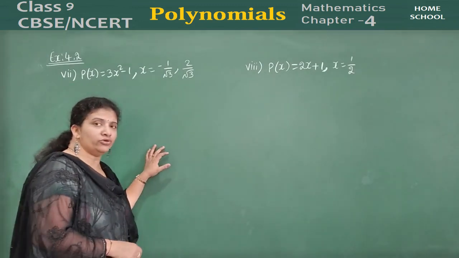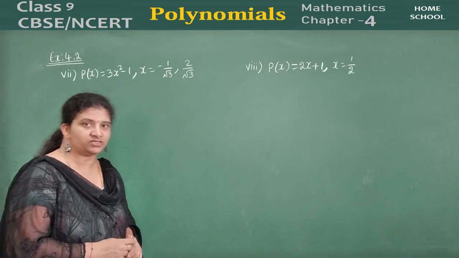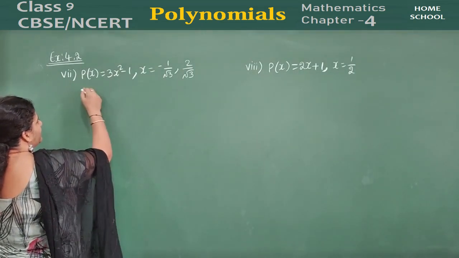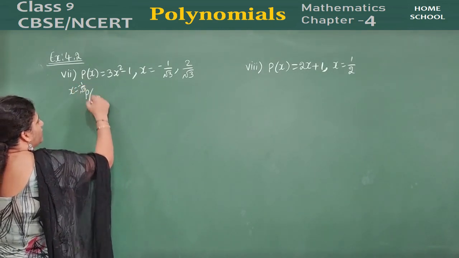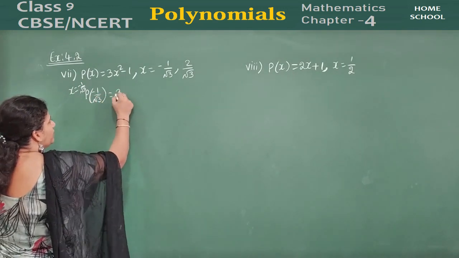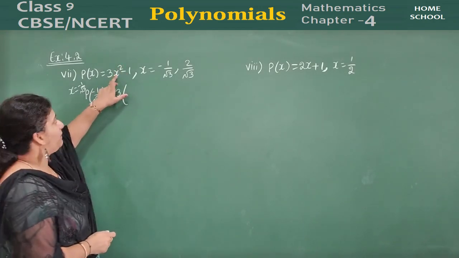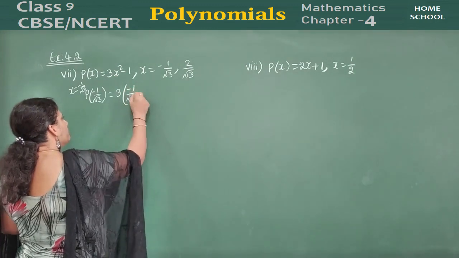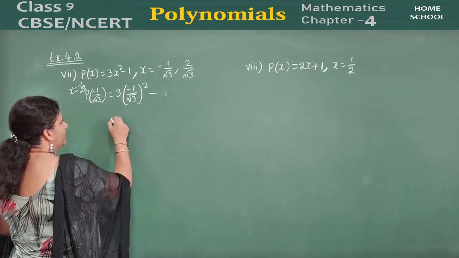So what do we need to do? We need to check whether these two values are zeros of the polynomial or not. So let's substitute here. First let me take x is equal to minus 1 by root 3. P of minus 1 by root 3 is equal to 3 into x square there, right? In place of x you substitute this. (Minus 1 by root 3) whole square minus 1.